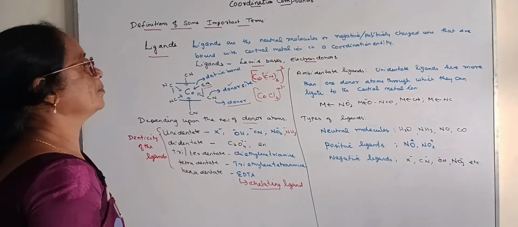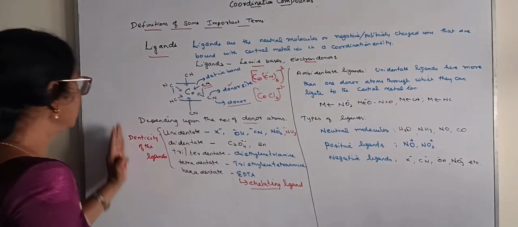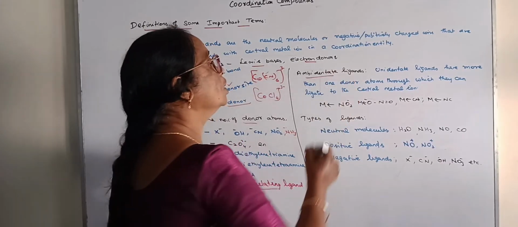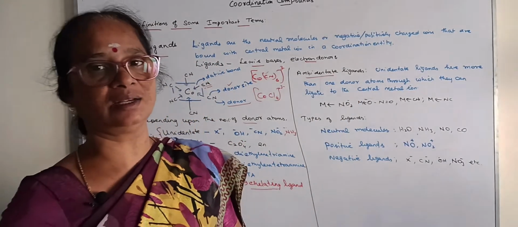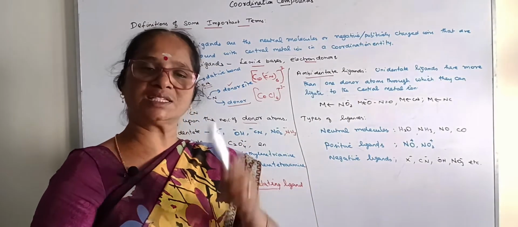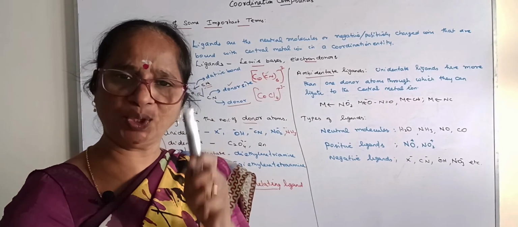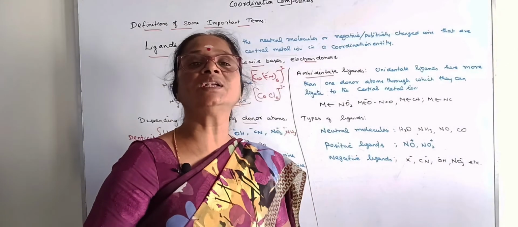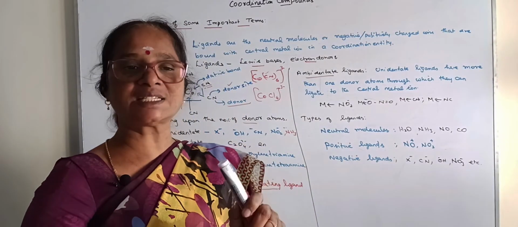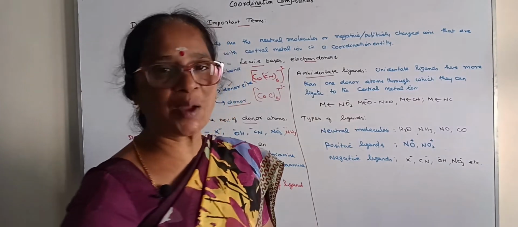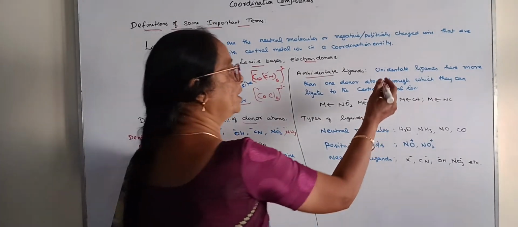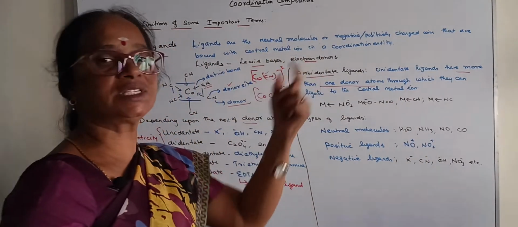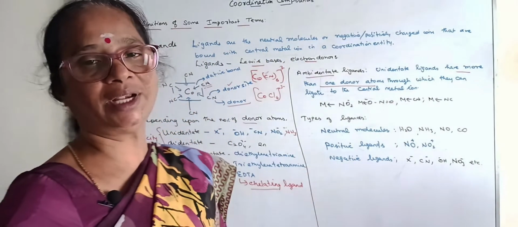The next one: besides the denticity of the ligands, we have one more kind of ligand known as the ambidentate ligand. The ambidentate ligand is only one kind of ligand, that is the unidentate ligand, but it has more than one donating site. Such ligands are said to be ambidentate ligands. So unidentate ligands that have more than one donor atom through which they can bind with the central metal ion.